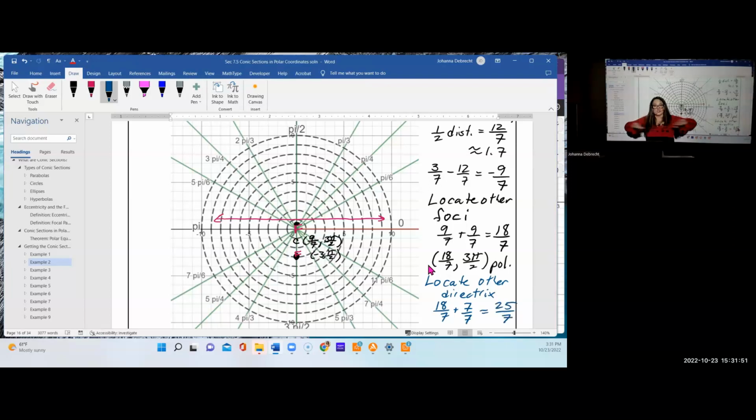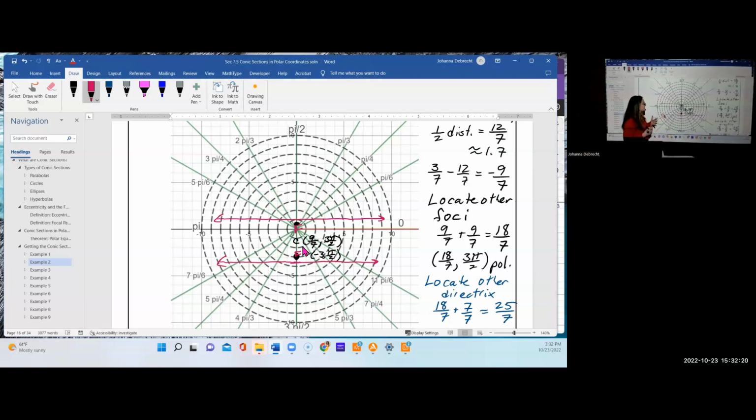And it is, of course, a horizontal line. So it's going to be y equals 25/7, which turns out to be about 3.6, a little bit less. So we've got another directrix line at 1, 2, 3, about here. So this is our other directrix line.